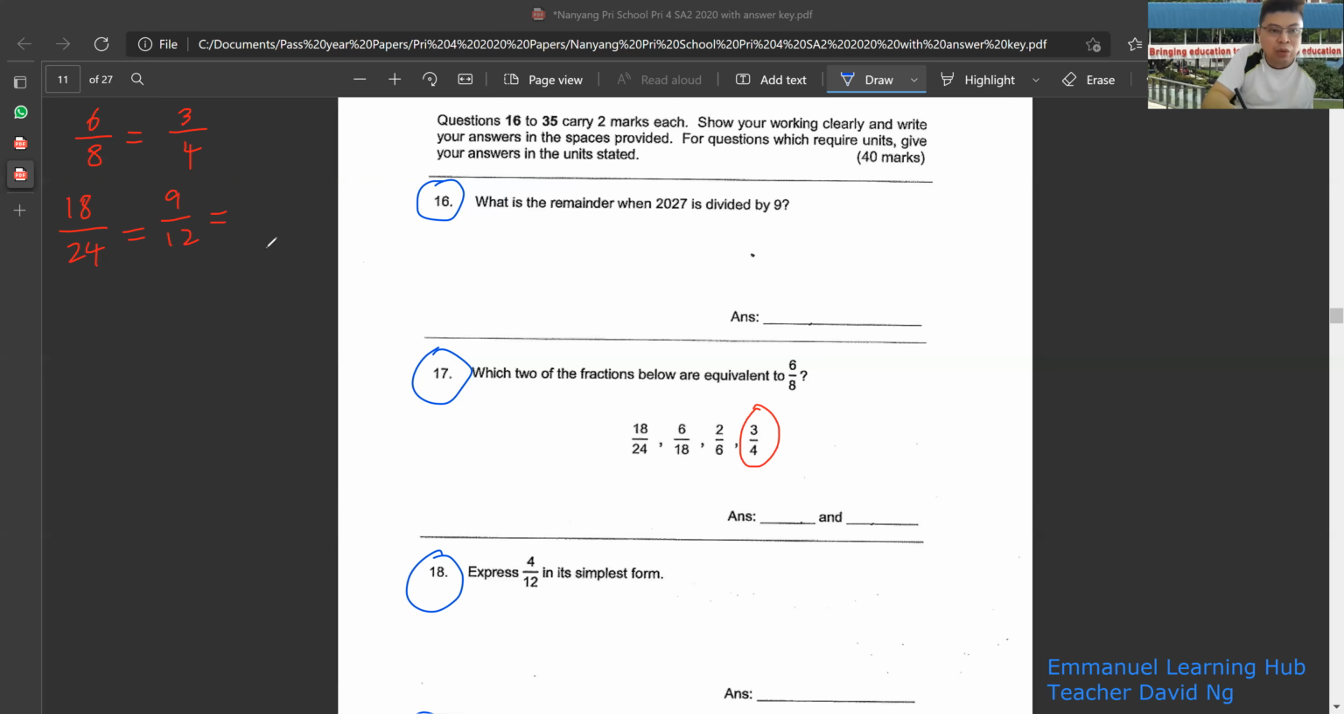Now 9/12 still can be lower. 9/6. Not 9/6, lowest form. Okay, when you find lowest form, you don't just divide by 2, you divide by the highest common factor of 18 and 24. So 18 and 24, what is the highest common factor?